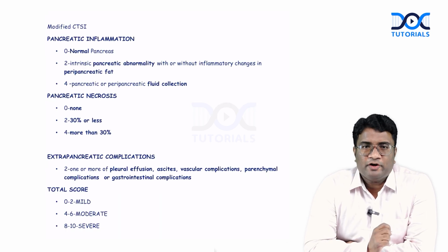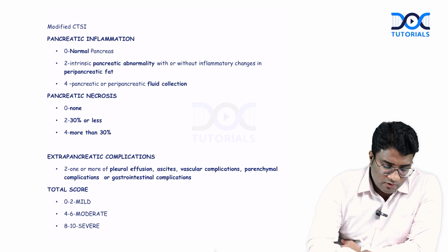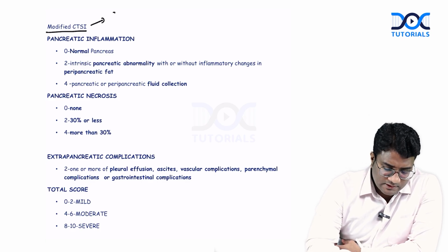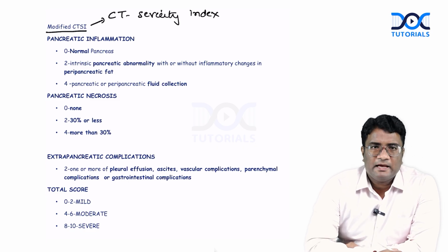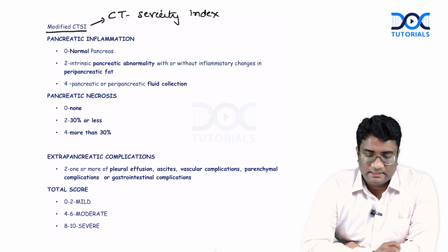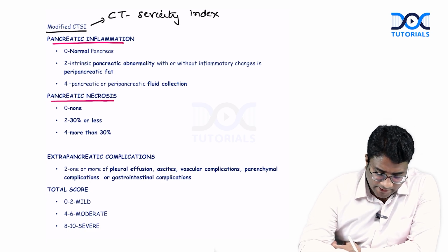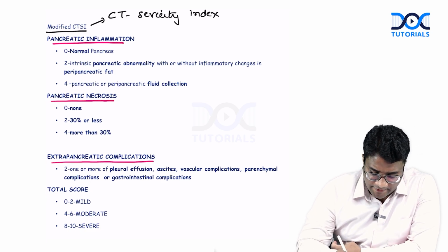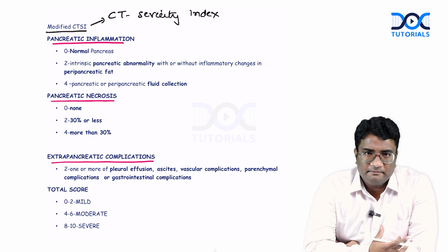Now, to look at severity of pancreatitis, we use a score called CT severity index. So, modified CT severity index is used to look at the severity of acute pancreatitis. And in this CT severity index, we look at 3 things. We look at pancreatic inflammation, the amount of pancreatic necrosis, and any extra pancreatic complication that the patient has developed. So, we look at 3 things and we make up a total score looking at all these 3 things.